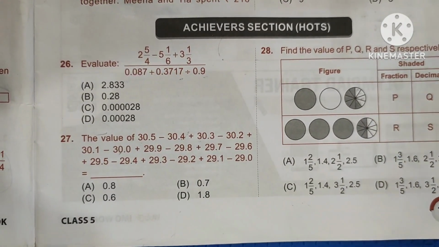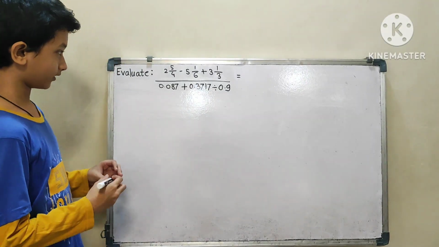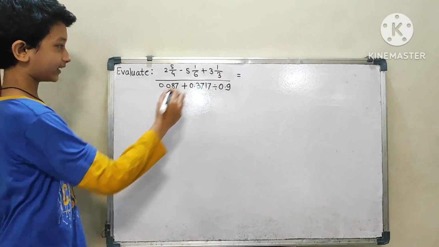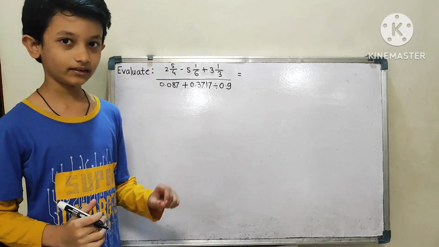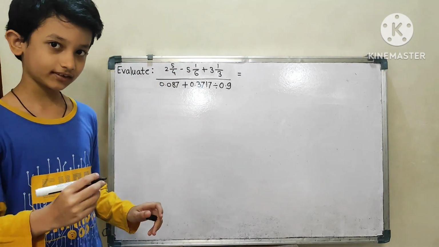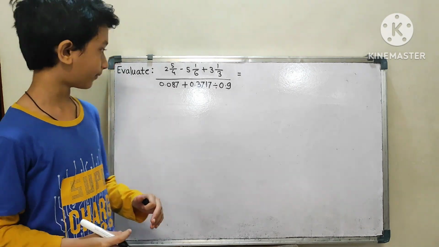Achiever Section, question number 26. Evaluate the following equation. First we are going to solve the numerator. So here it is 2 5/4, and all the fractions are mixed fractions. So first we will convert them into improper fractions.